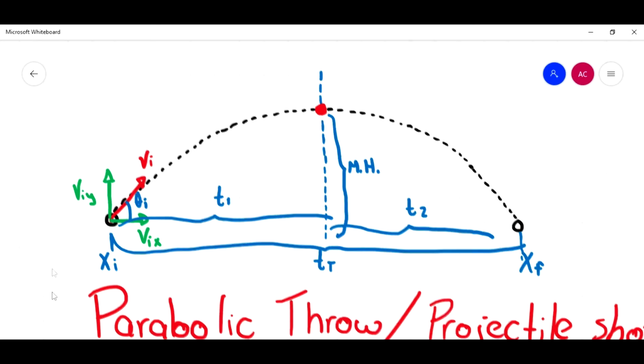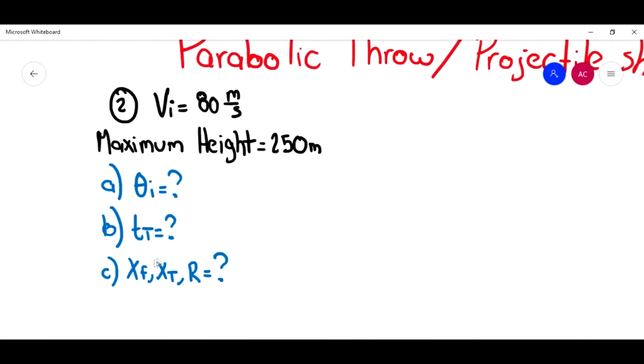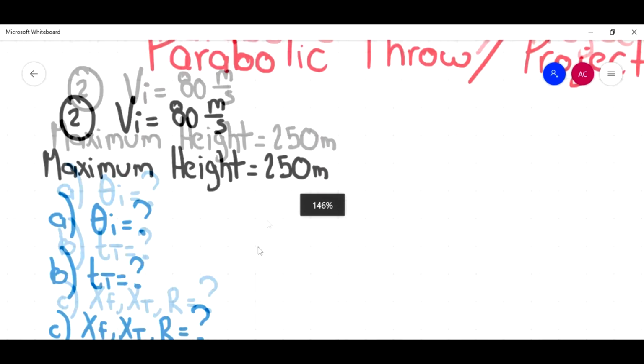Okay, now I need to find the final position or total distance or range. I mean, these three terms are the same. That's how you're gonna find them, or maybe you're gonna find them in any problem.